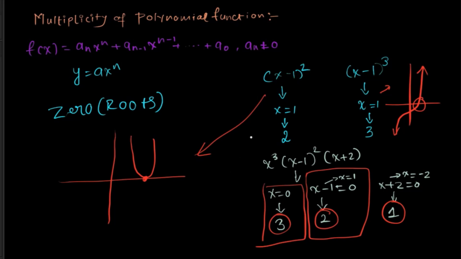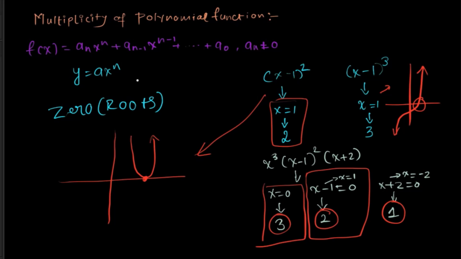So if the multiplicity of some zero comes out even, then it will always touch and rebound. If the multiplicity comes out odd, then it will always cross the x-axis. That is what the multiplicity of a polynomial function tells us. Multiplicity of 0 is nothing but you need to find out how many times the 0 is being repeated. And finding the zero is not a big deal. That is not the concern right now.